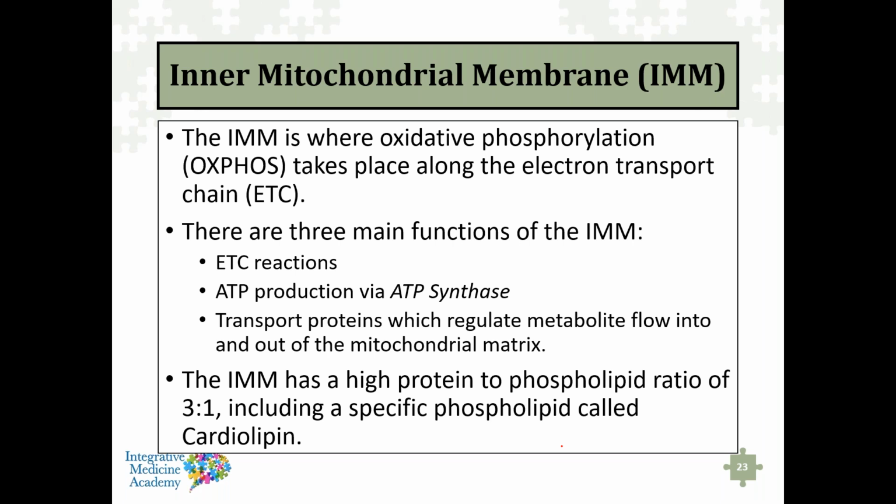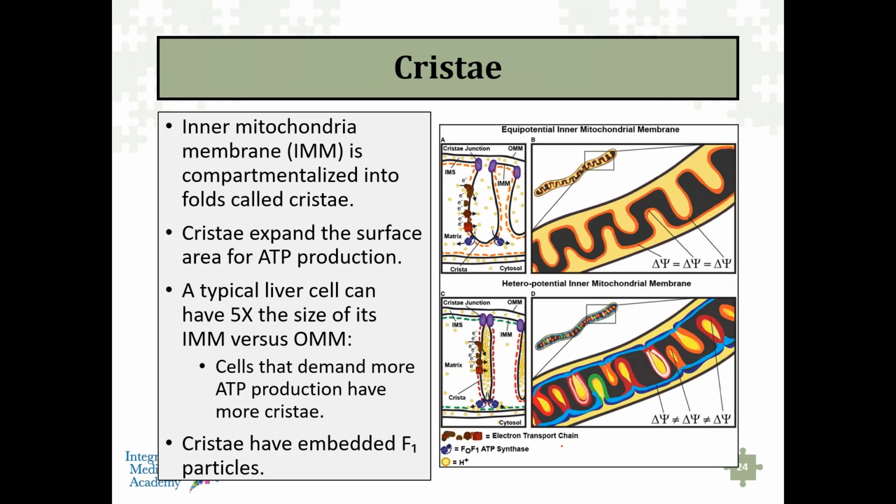But in the mitochondrial membrane is a specific type of phospholipid called cardiolipin. Now, cardiolipin is very important because of its chemical configuration. I'm going to show that to you in a second. The inner mitochondrial membrane is folded into what are called cristae, and the cristae expand the surface area for ATP production.